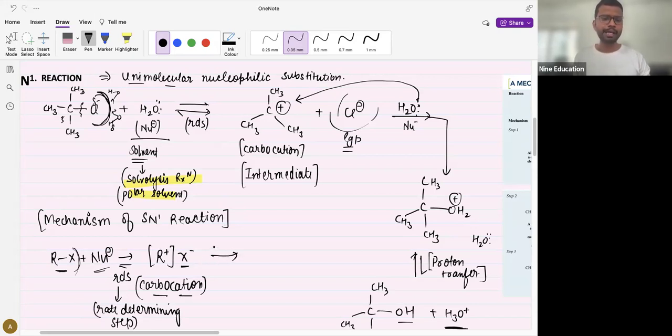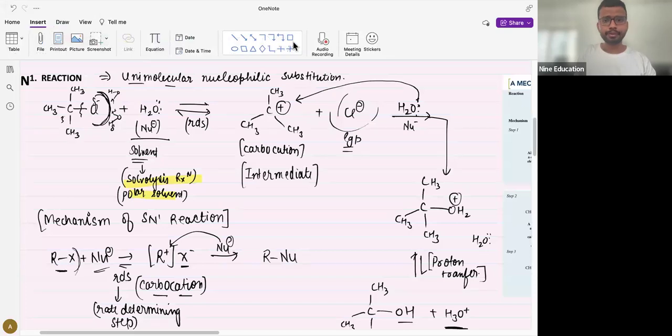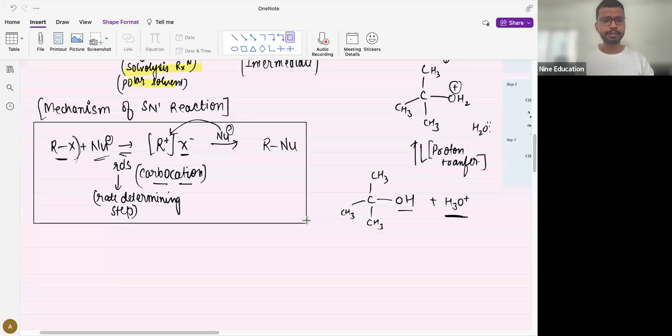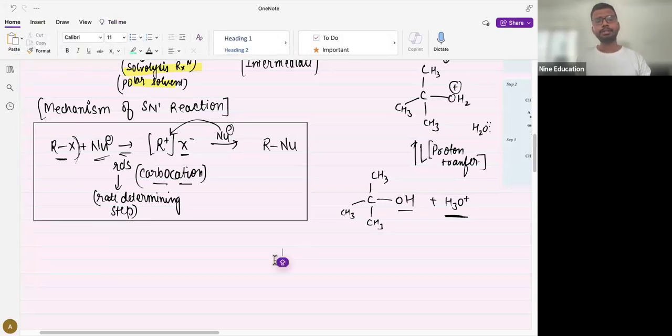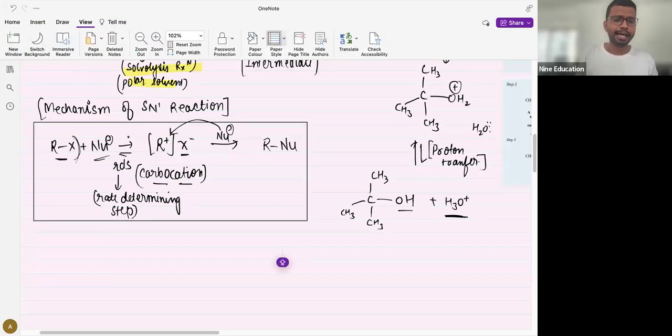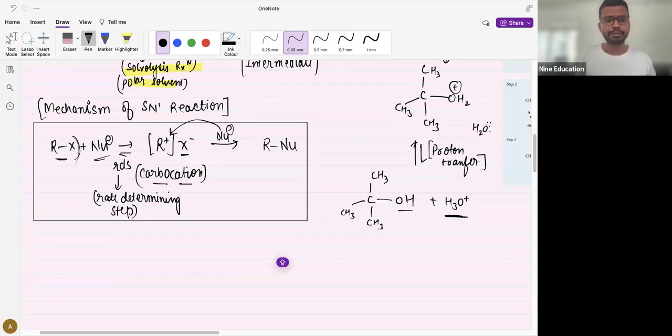और एक once carbocation is made, now nucleophile can go and attack on R, and it can make R and nucleophile bond, है ना? So see this only. इसको देखें. This is what our SN1 reaction mechanism. This is what our SN1 reaction.